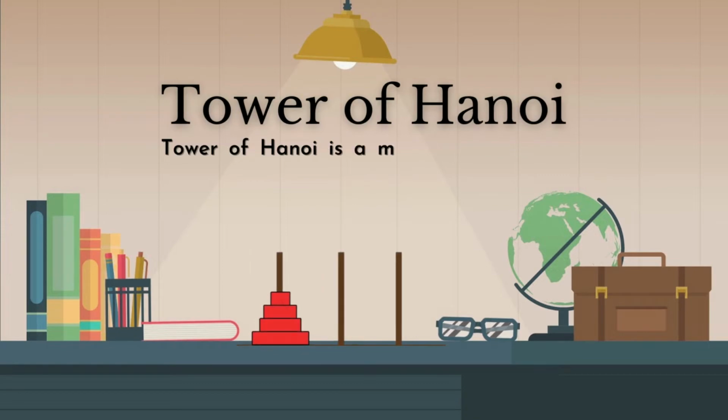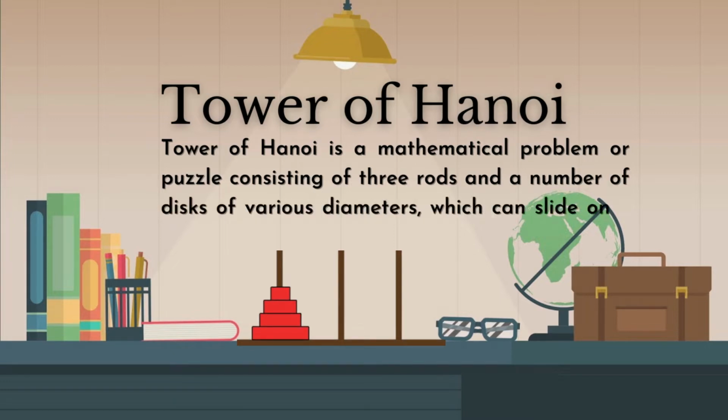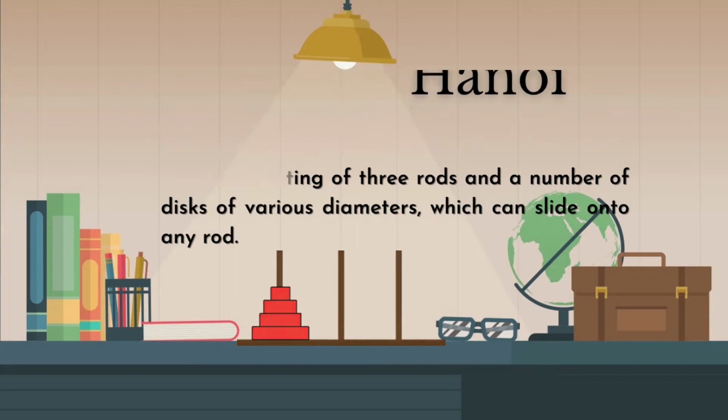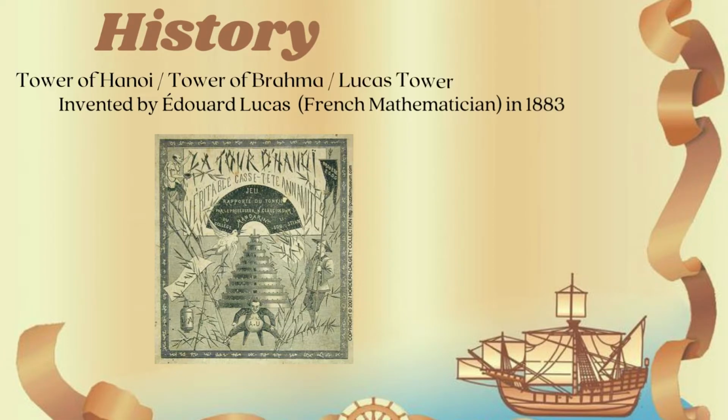The definition of Tower of Hanoi is a mathematical problem, or puzzle consisting of 3 rods, and a number of discs with different sizes that can slide onto any of the rods. Tower of Hanoi was first invented by a French mathematician in the year 1883. Tower of Hanoi is also known as the Tower of Brahma, or the Lucas Tower.